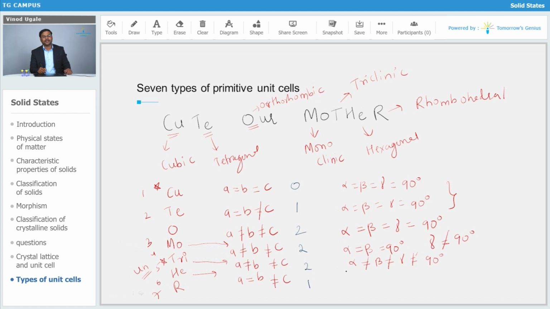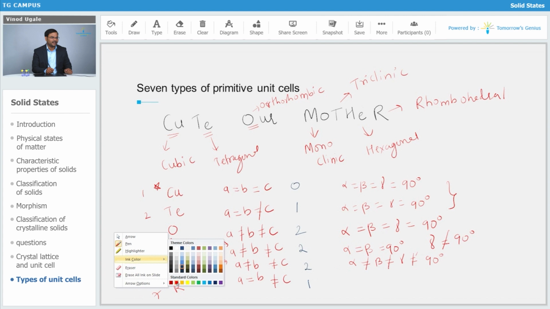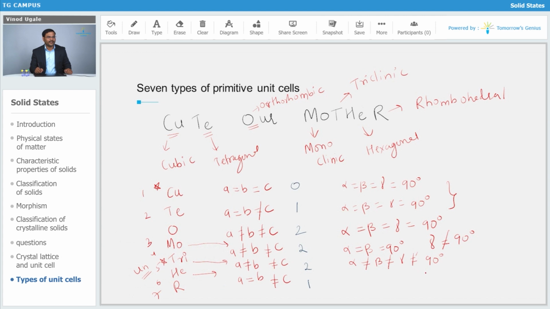1. And in case of hexagonal, as it is a special case, we can easily remember that one angle is going to be 120 degree. So any one angle we can take as 120 degree and the other angles are going to be 90 degree. Now the last case we have, that is rhombohedral.